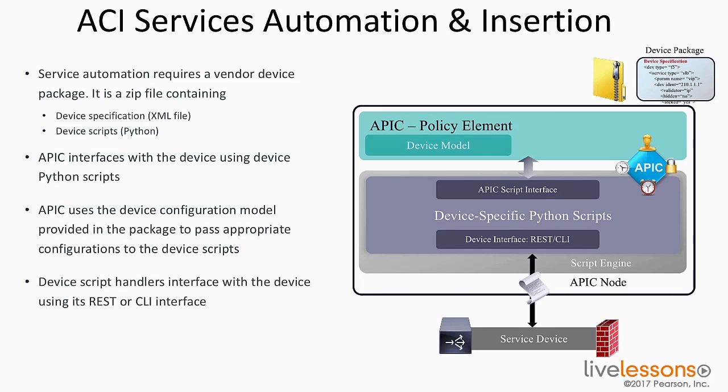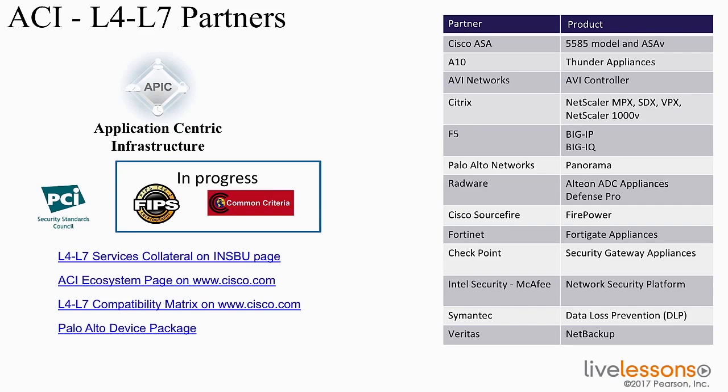A device package is something that a vendor can go out and download the SDK for, and then they create a device package in order to integrate with ACI. A device package contains a specification file, which is an XML file telling ACI what that device is capable of, and a bunch of Python scripts so that ACI can actually work with that device over a REST API or the CLI interface. Today, we have over 50 different vendors that have developed or are in the process of developing a device package for ACI.